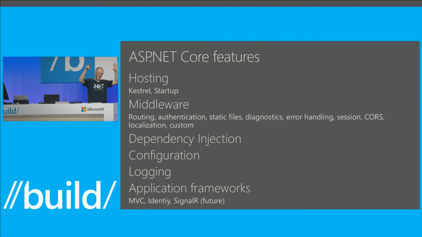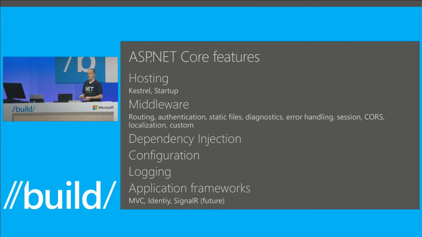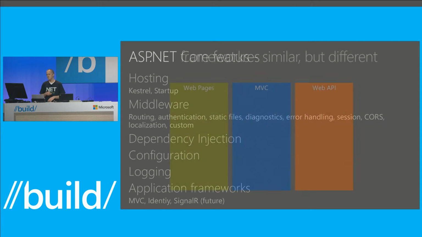And then, of course, on the top of all that, we have our application frameworks, MVC, Identity, SignalR. We've gotten questions about SignalR. There's a repo for it, and it's being built. Because of the size of the project, it got scoped out for V1, but it will come soon thereafter. So it is on the roadmap. It won't be there for V1, but will be coming soon.